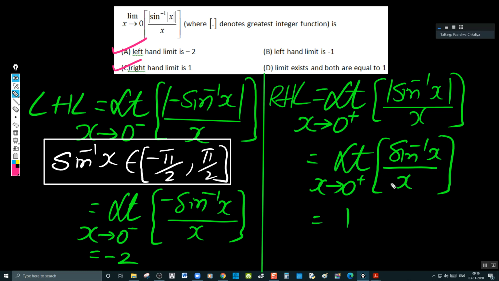Sir, how is the left-hand limit minus 2? It should be minus 1. Since it is 0 minus, the value of sine inverse x will become negative. Yes, and it approaches minus pi by 2. The approximate value of minus pi by 2 is minus 1.57. Yes, that's it. Did you understand? Yes, now I understood. Thank you, sir. The question asked by Parsh is a valid question. This will be minus 1 point something.